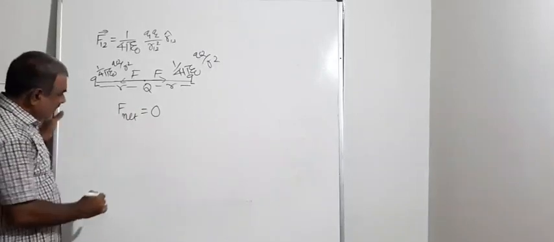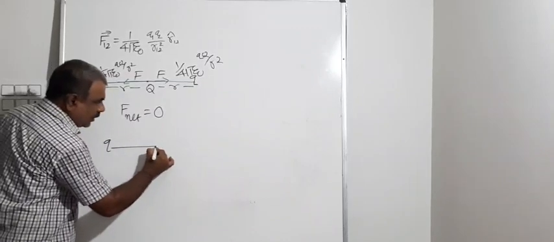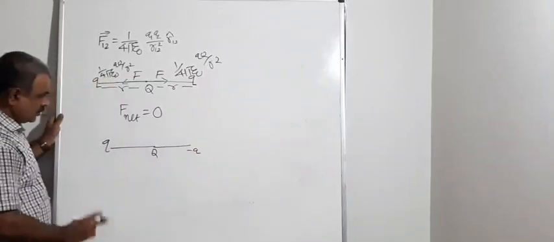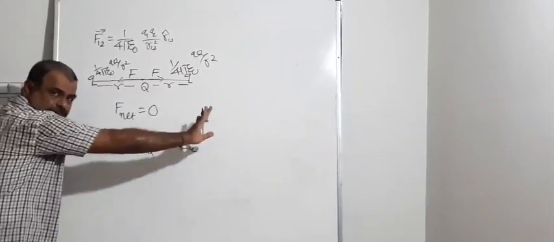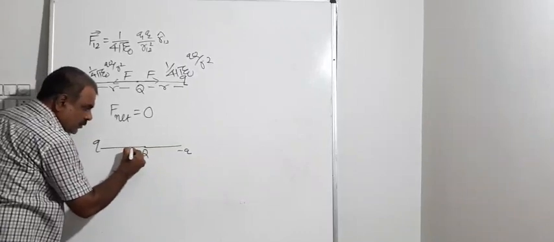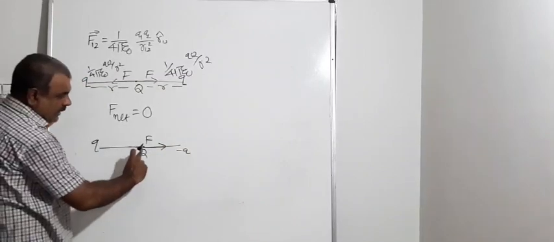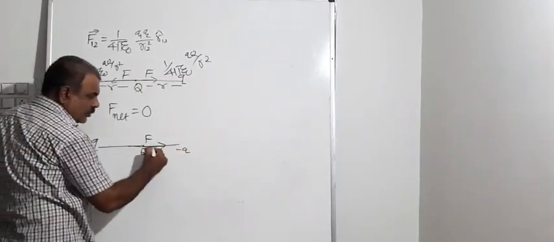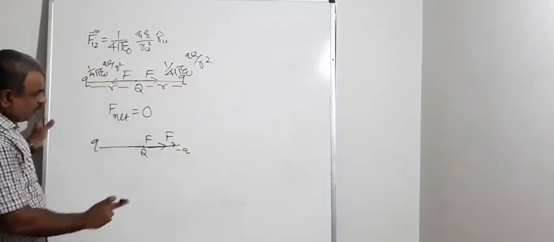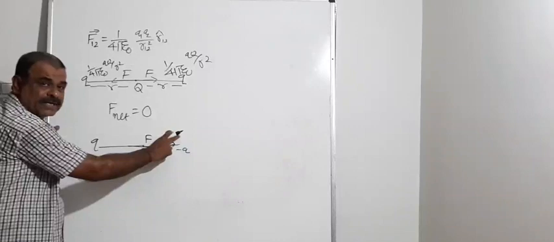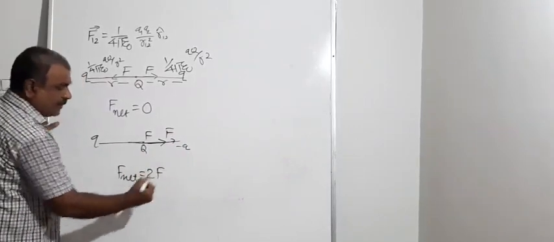But instead of that, see this situation. Q, and here minus Q. In this figure, this Q is repelled by this Q. Both are positive, so this will be the direction of force. At the same time, this Q will be attracted by this minus Q. Attractive force F. Now in this figure, both forces are in the same direction. So F net will be twice of F.